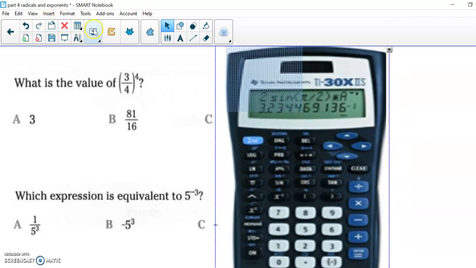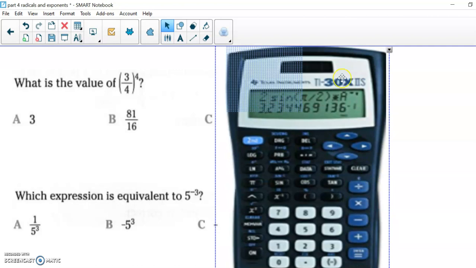Okay, so you're going to enter it just the way you see it. You're going to have an open parenthesis, 3, and if you remember, this ABC button is going to give you your fraction, and then 4, and then you close your parenthesis, and then to get an exponent, you use this up arrow key here, press 4, press equals.